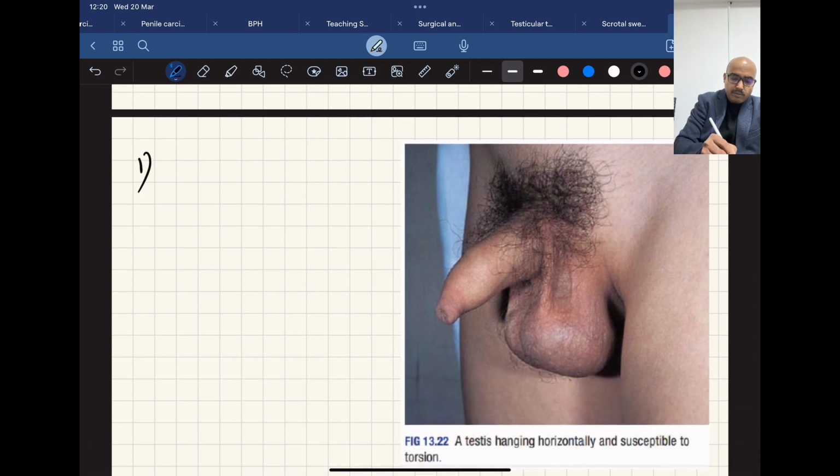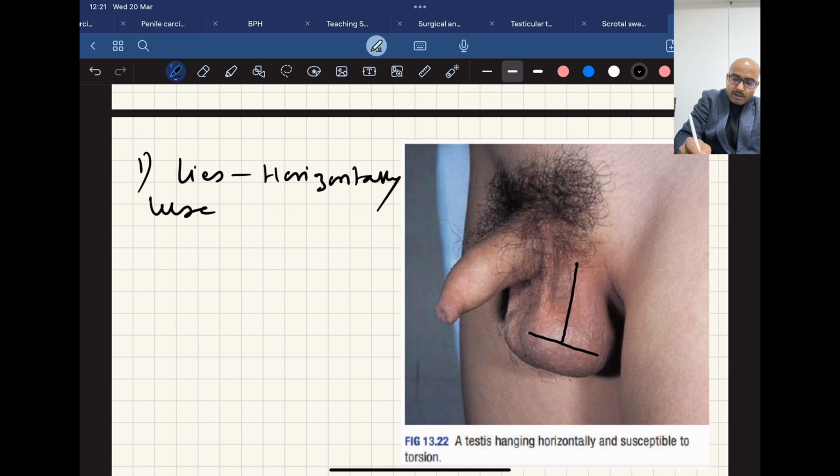And if you examine the patient, then you will find very classical features. Number one, you will see the testis lies a bit horizontal, because as it twists, it will go upward. The testis is normally vertical, so when it twists, it goes upward and lies horizontally, slightly above compared to the unaffected testis.